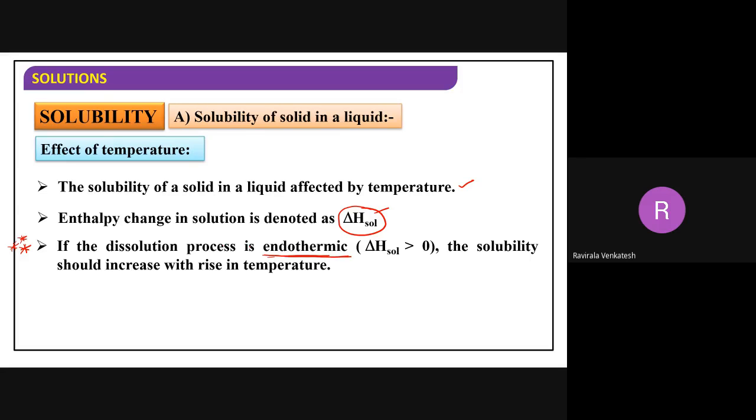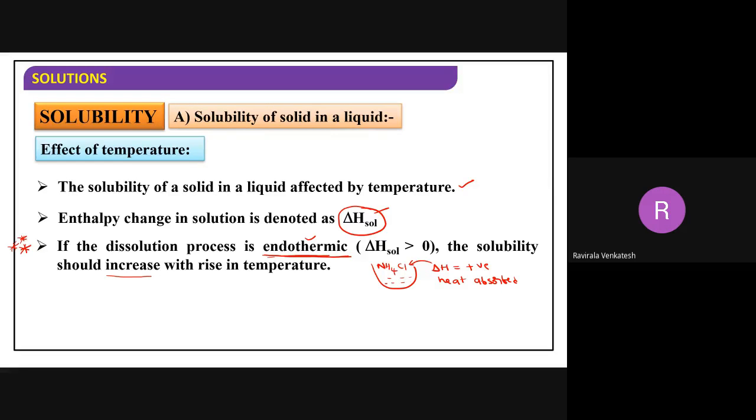Endothermic process. For example, I have taken ammonium chloride, NH4Cl, and I am dissolving it in water like this. Now in this case, energy is absorbed, delta H is positive, heat is absorbed. Right? In this endothermic process, the solubility increases with a rise in temperature.